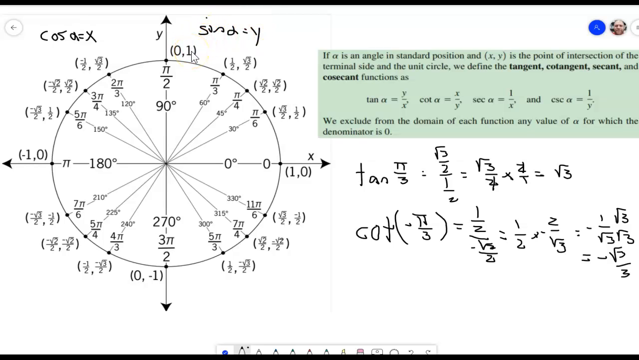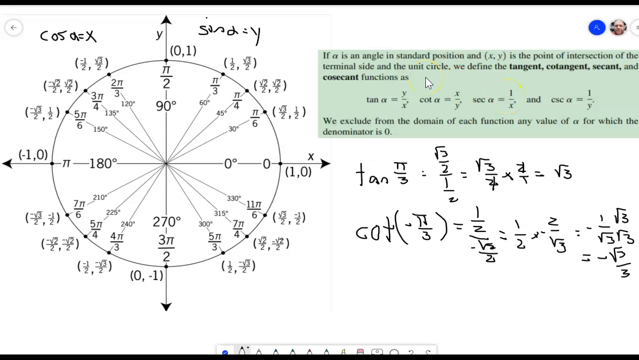If I said, what's the cosine of 5 pi over 4? You would come over to 5 pi over 4 and you'd say, oh, that's the x value there. That's negative root 2 over 2. If I said, what's the sine of 5 pi over 4? You would say, oh, that's negative root 2 over 2. All right, let's do a couple more of these.